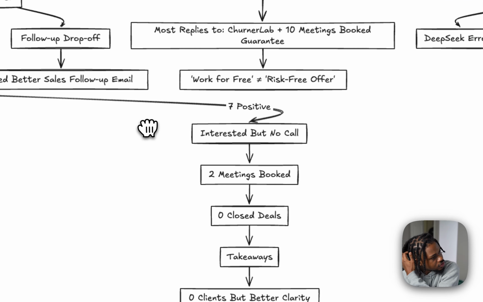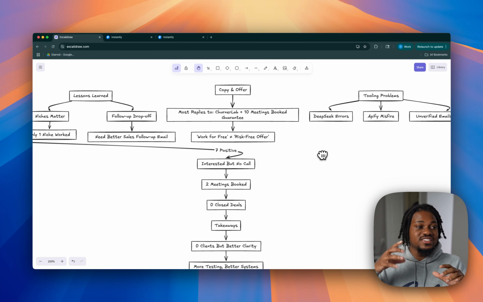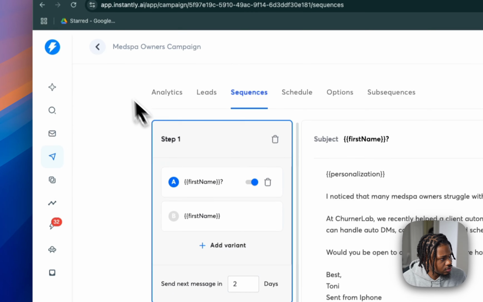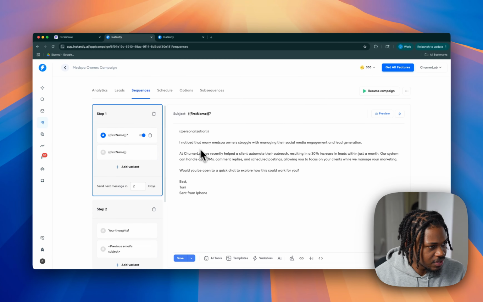So the next thing we also want to talk about is the copy and offer, right? And this is what I think usually is the key to successful cold email campaigns. If we go back to one of the ones I was showing you, we can take one. This one didn't work, right? So here, this is the copy. I have the personalization, which I use AI to generate based on different fields from the company's LinkedIn and their website. I can show you guys that automation in another video.